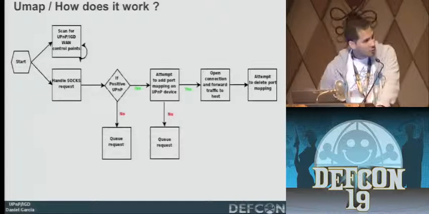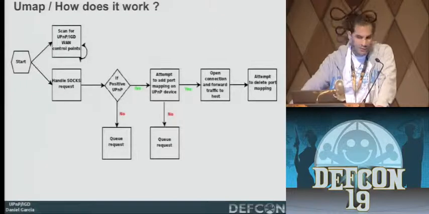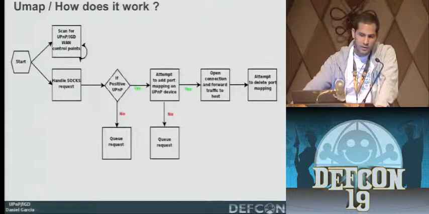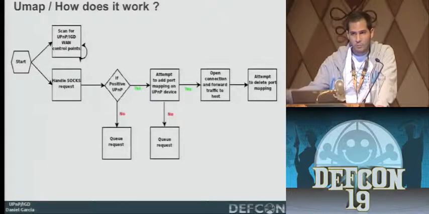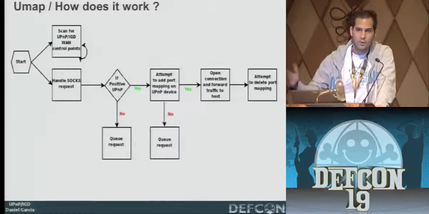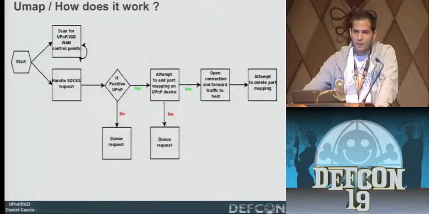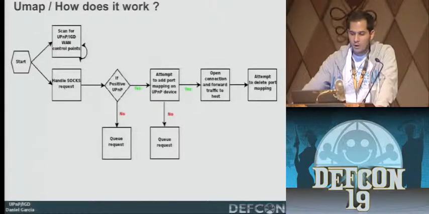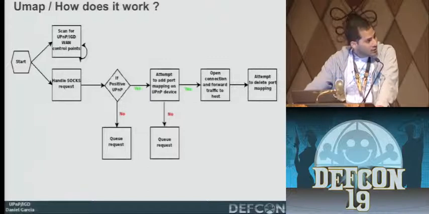So here's a flow diagram of more or less how UMAP works. It basically takes a list of IPs and starts scanning for open control points or UPnP devices. Once it receives a SOCKS request, if it has a positive UPnP device, it attempts to add a port mapping. Then it opens the connection and pipes the connection through to the SOCKS request, or the client that's making the SOCKS request. And after that, it attempts to delete the port mapping.